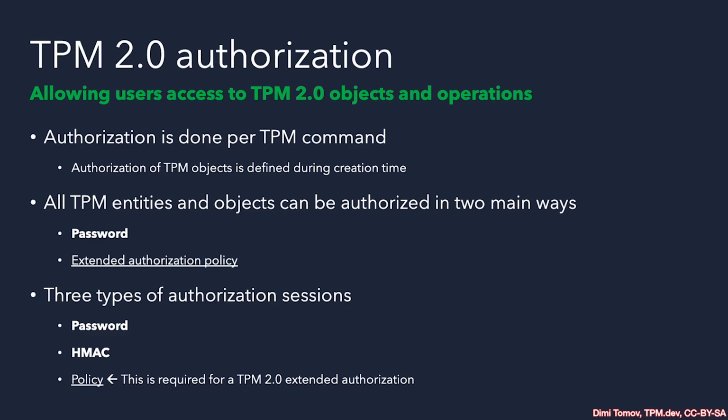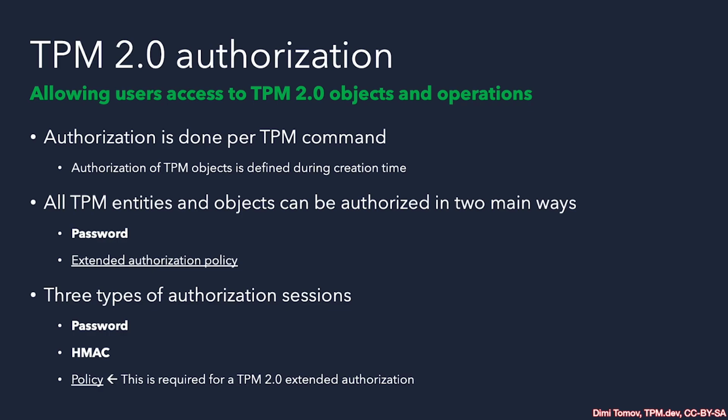We are authorizing commands per use. The authorization is carried by the TPM object and is defined during creation time. And only when this authorization is satisfied, we are allowed to proceed with the TPM operation. TPM objects can be authorized in two ways, using a password or using a policy. The use of policy is what we call extended authorization.